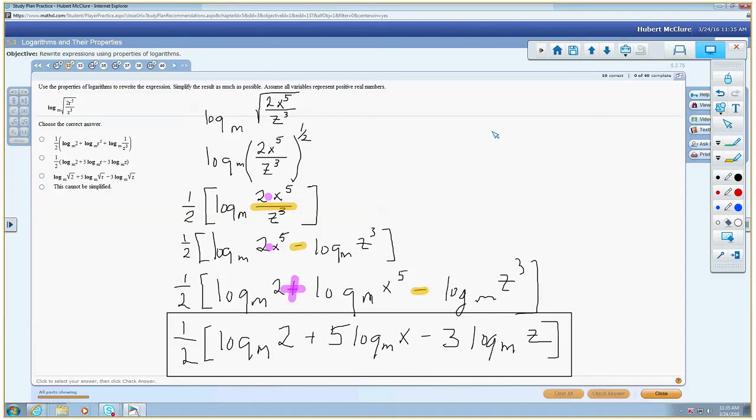On the test, if I give you 20 problems, I guarantee you 10 of them are going to be something like this. Okay? So if you don't know your properties, you're pretty much going to struggle, because you have to know your properties when you get to calculus.